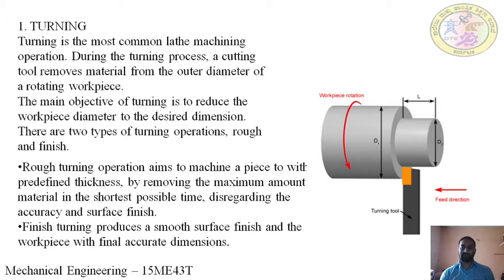Suppose the finished dimension of the workpiece is 25 mm, and the given workpiece has a diameter of 30 mm. That means you need to remove 5 mm of diameter from the given raw material. So you have to do it in two steps. In the first step, you remove the material roughly, around 4 mm. You can remove this by giving a 2 mm depth of cut two times. So here the heavy depth of cut is given and the material is removed roughly.